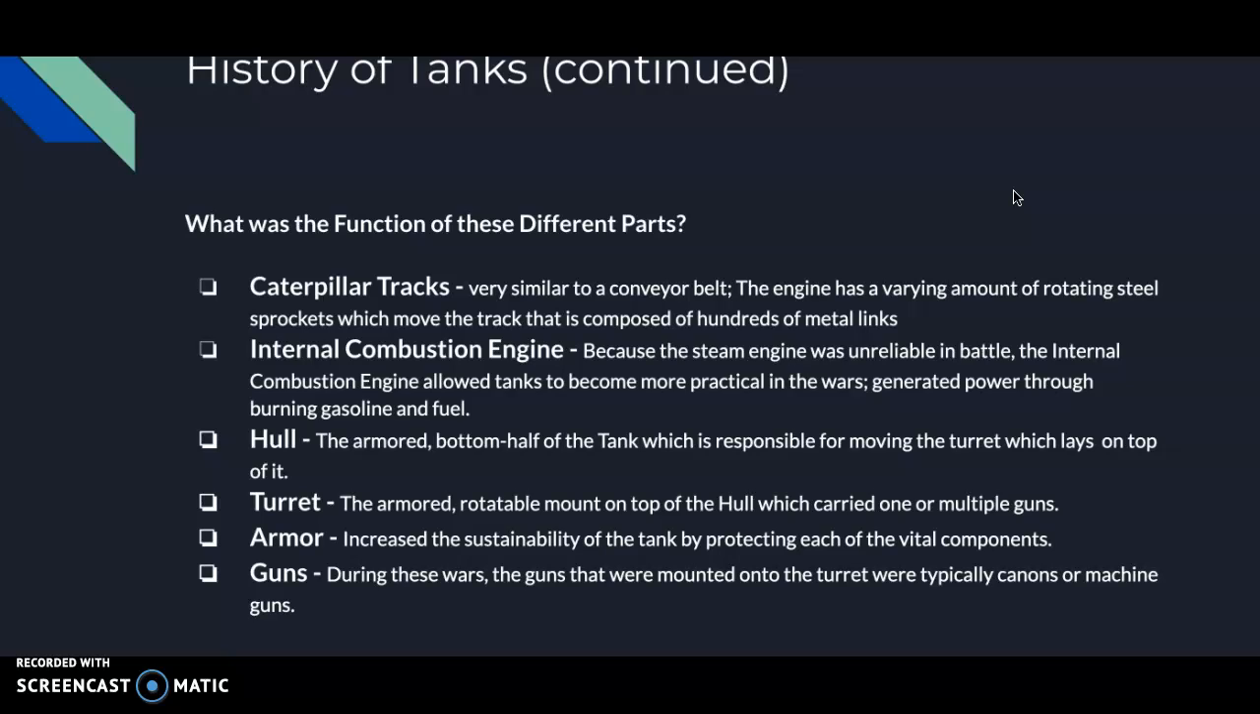The internal combustion engine. Because a steam engine was unreliable in battle, the internal combustion engine allowed tanks to become more practical in the wars. It generated power through burning gasoline and fuel. The hull, the armored bottom half of the tank, which is responsible for moving the turret which lays on top of it. The turret, the armored rotatable mount on top of the hull which carried one or multiple guns. Armor increased the sustainability of the tank by protecting each of its vital components. Guns, during these wars, the guns that were mounted on top of the turret were typically cannons or machine guns.